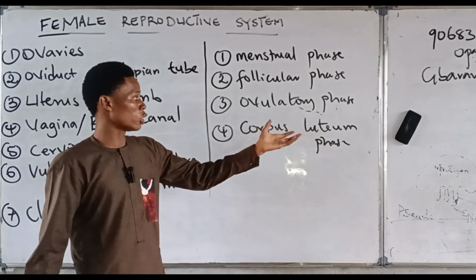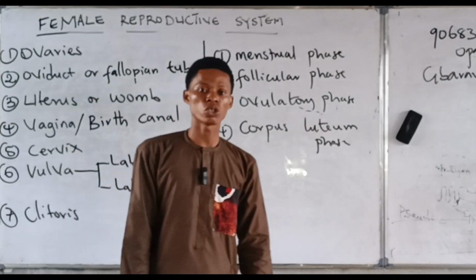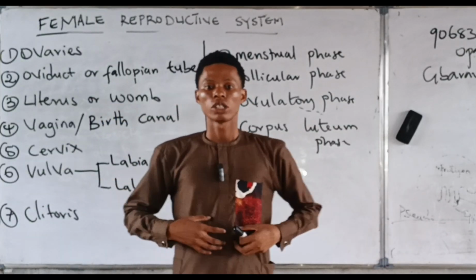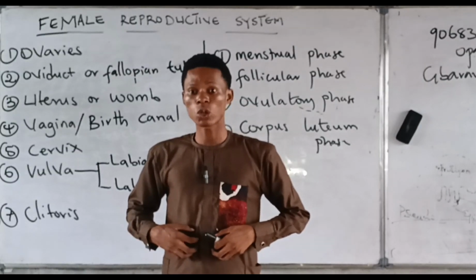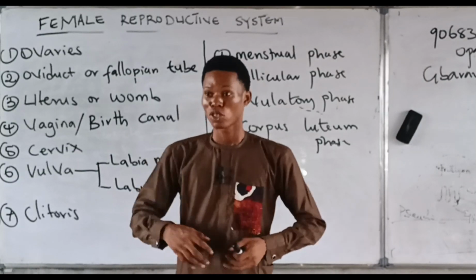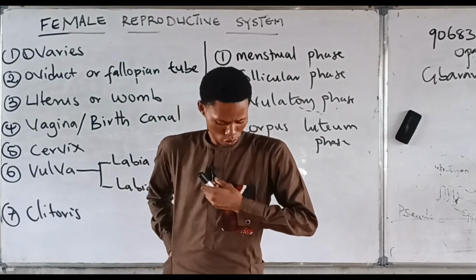Now, the corpus luteum. Okay, before I explain the corpus luteum phase, what if fertilization did not take place? If fertilization did not take place, now your womb is always preparing. The uterus is always preparing.